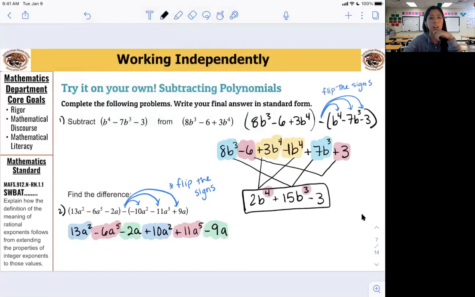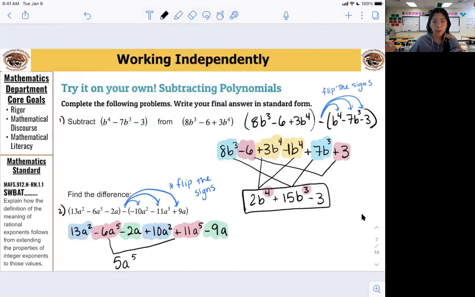Which color should I put together first? The pink one? The pink one, yeah, because it has the highest exponent. So we're going to write it in order. So first one is the highest exponent. So what's negative 6 plus 11? Positive 5a to the power of 5. Good. Positive 5a to the power of 5.